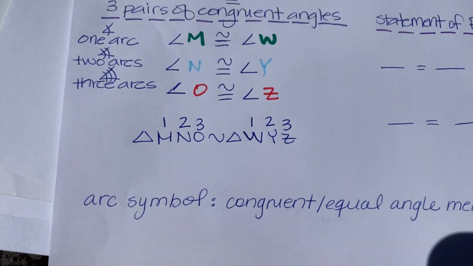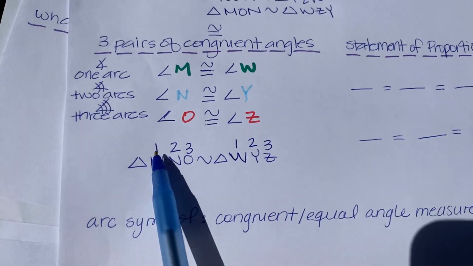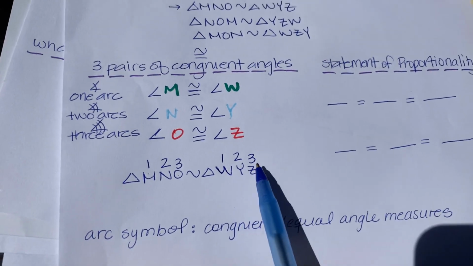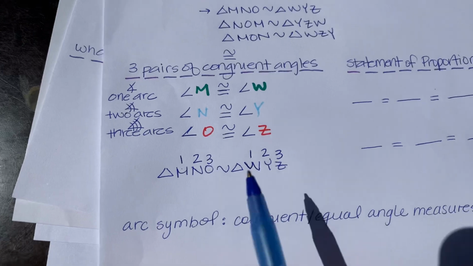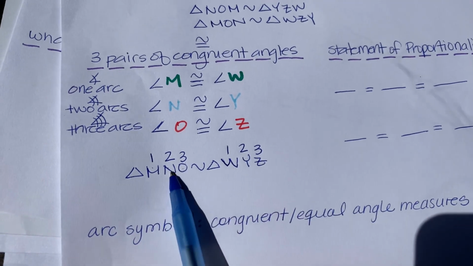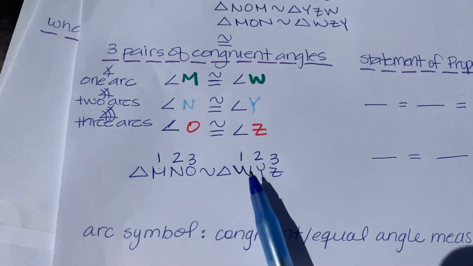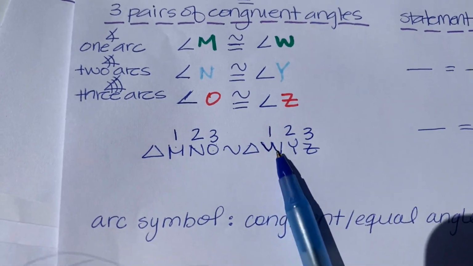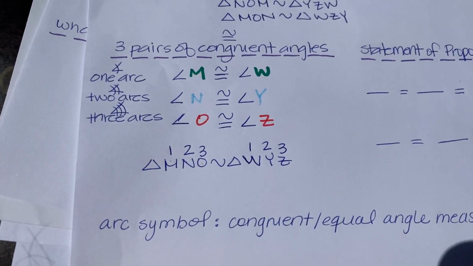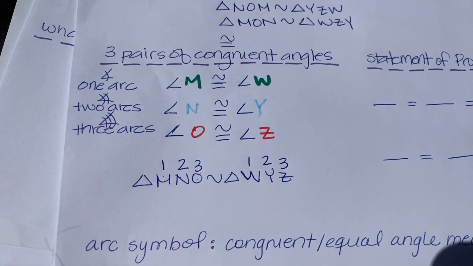So simplify this similarity. In my name, first, middle, last name: first vertex, second vertex, third vertex. Okay, so what did I do? M goes with W. The 1s go together, M and W. The 2s go together, N and Y. And the 3s go together, O and Z. So when you're given the statement of similarity, if you number 1, 2, 3, 1, 2, 3, it tells you everything you need to know about how they correlate, correspond, or what the proportionality is within the two triangles.